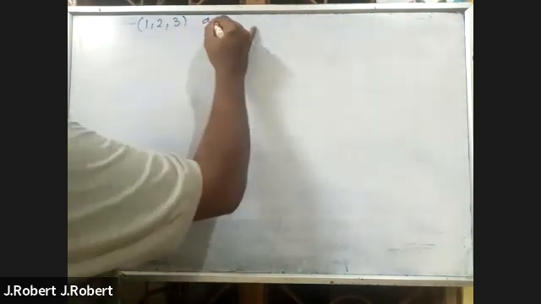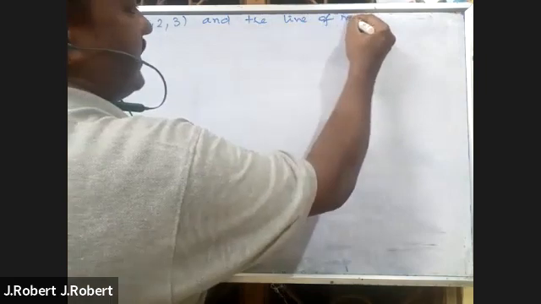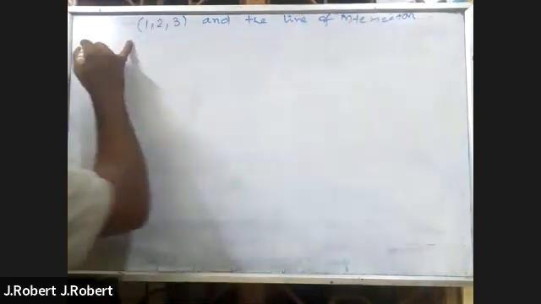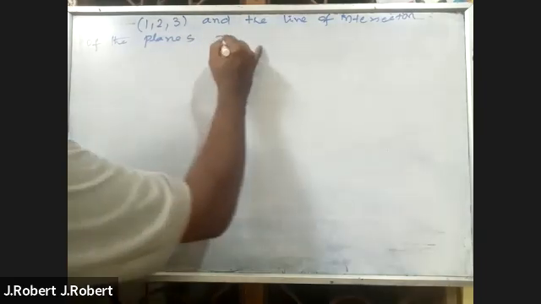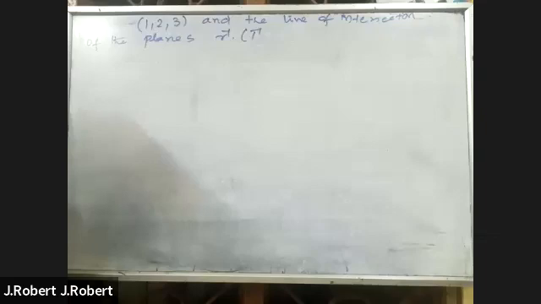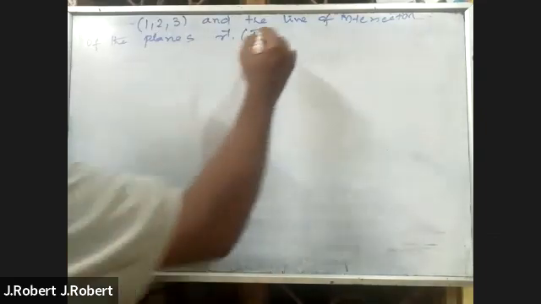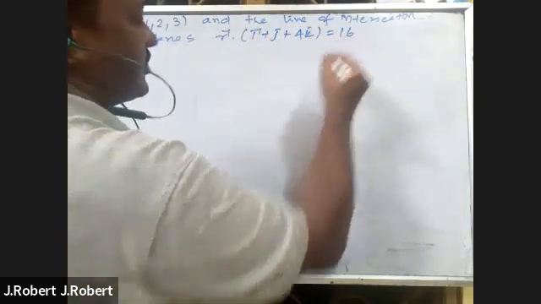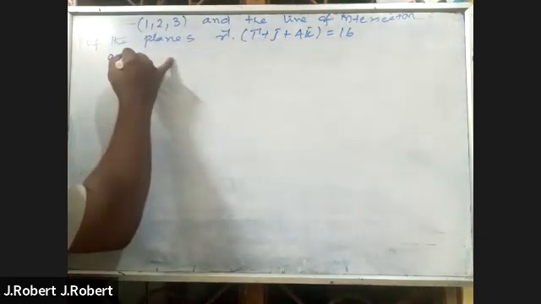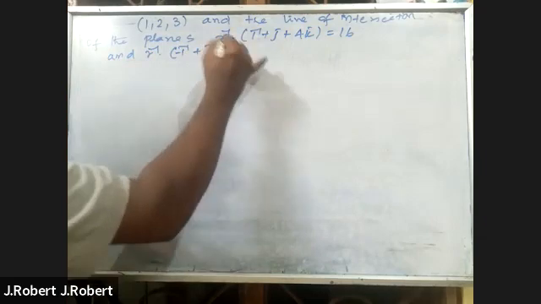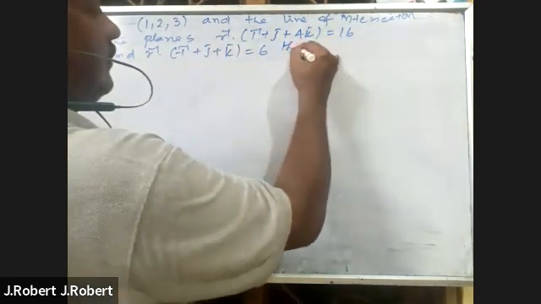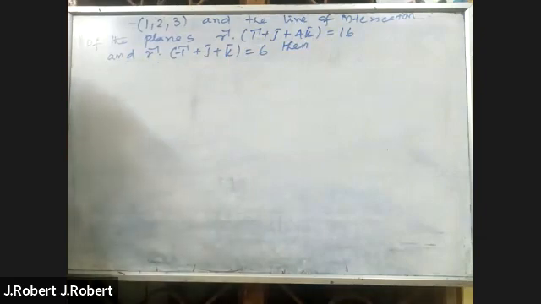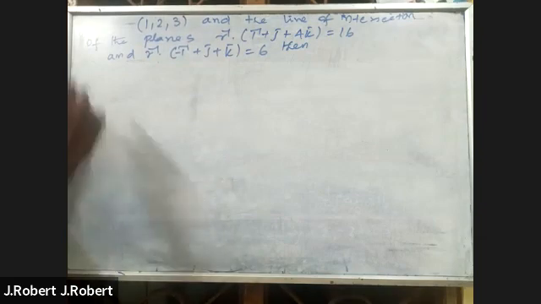And the line of intersection of the planes r vector dot (i vector minus j vector plus 4k vector) is equal to 16, and r vector dot (minus i vector plus j vector plus k vector) is equal to 6. Then which of the following points does not lie in P? Take down the options.